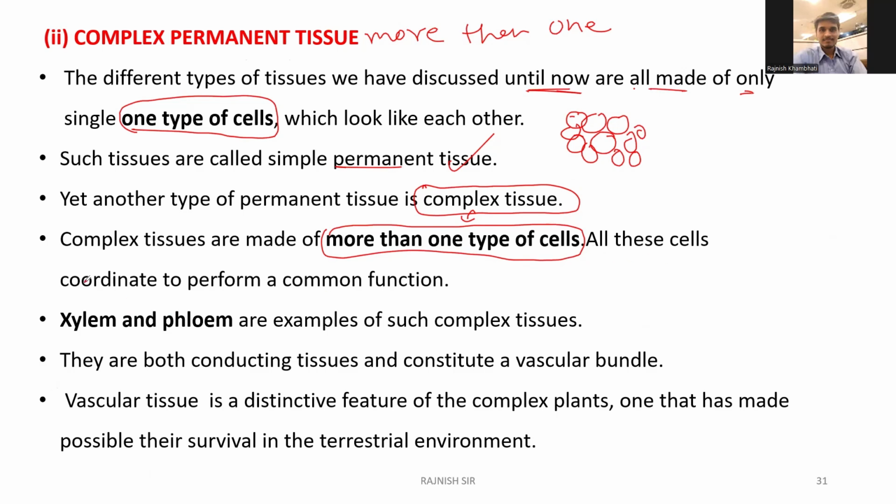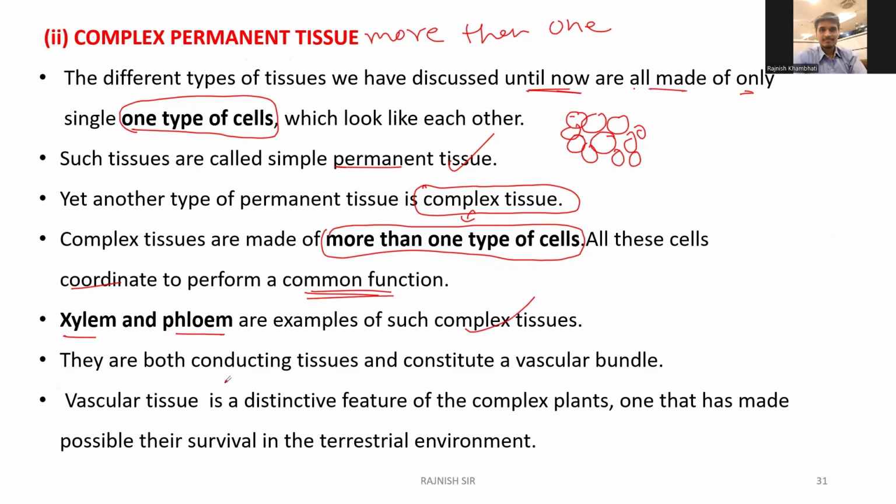All these cells coordinate to perform a common function, which means they work together. Though they are different cells, they work together. Like number one, xylem. The example is xylem and phloem. They are the examples of complex tissue.